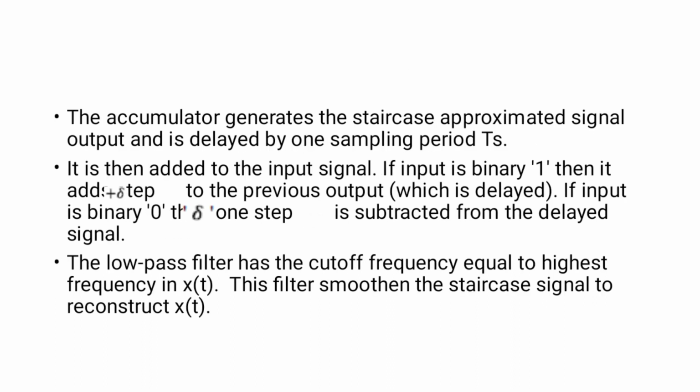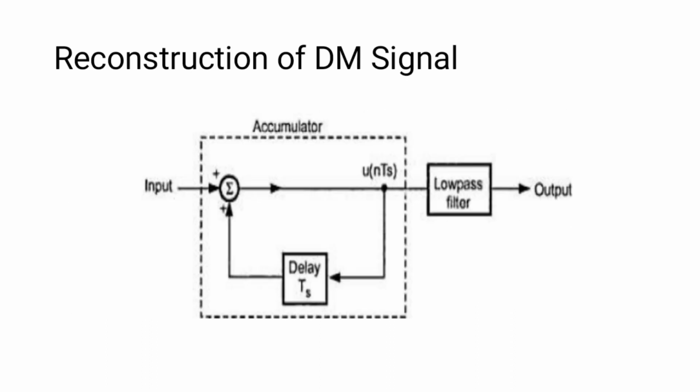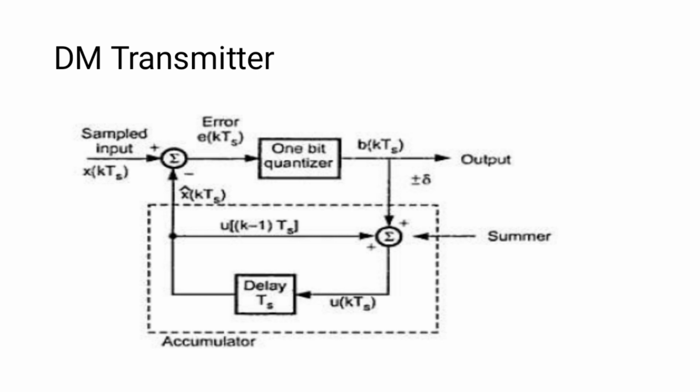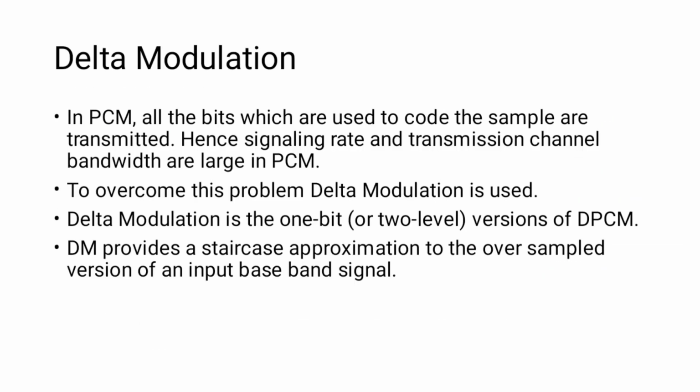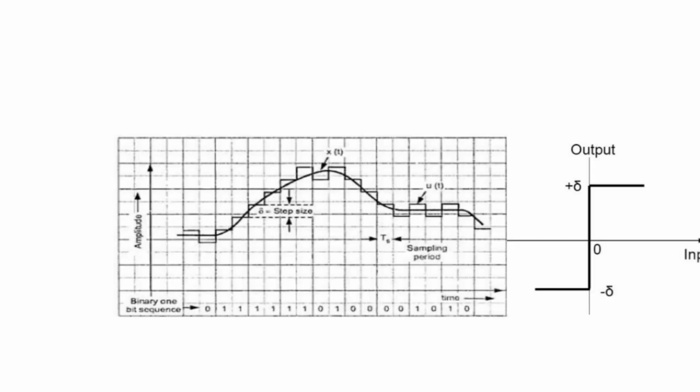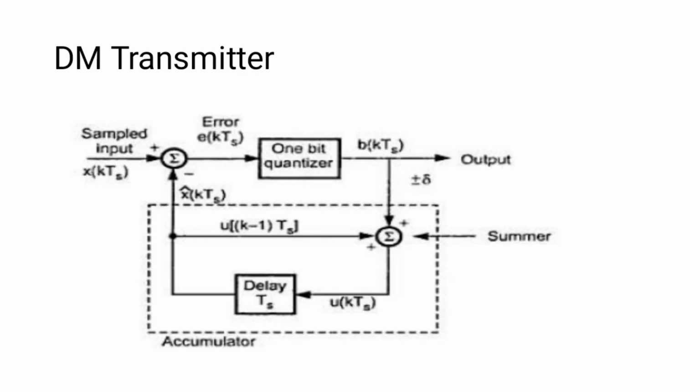So why are we going for delta modulation? In delta modulation we transmit only a single bit, either 0 or 1, based on the signal, whereas in PCM we transmitted a bunch of bits. So that is avoided in delta modulation, with a transmitter and receiver just like your DPCM transmitter and receiver.